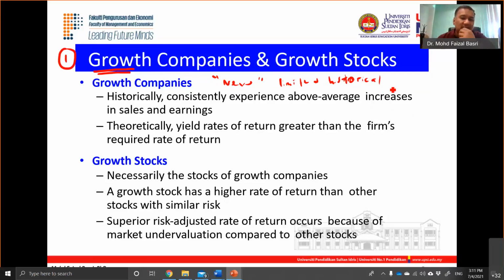Okay, limited historical data to analyze. So maybe less than 5 years, maybe, which is a new company. However, one good thing about this company, they have potential. In fact, they have very high potential for the future growth. So historically, this company may have above average sales and earning.